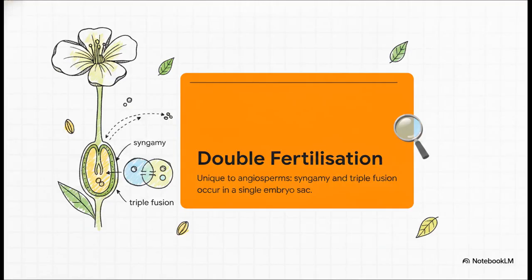So the crucial point is this concept of double fertilization. This is an event entirely unique to flowering plants, the angiosperms. You have 2 completely distinct types of fusions happening simultaneously within a single embryo sac. Syngamy, creating the future plant, and triple fusion, creating a nutrient source. It is an absolute marvel of evolutionary timing and efficiency.